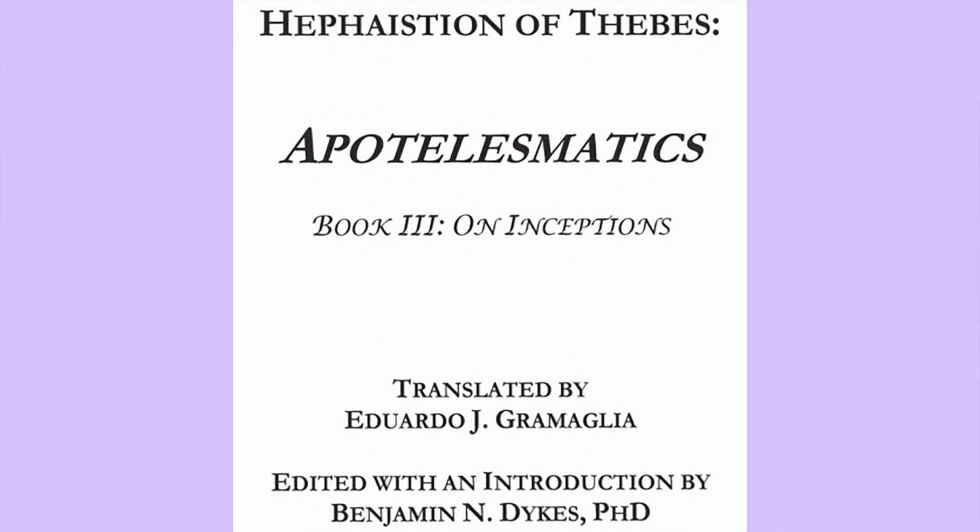Okay, and then the final textual nodal text I want to bring in is also from the ancient tradition, and this is from an astrologer, Hephaestion of Thebes. He's got a book called the Apotelesmatics, I think is how you say that. It's about inceptional astrology. This one is the Gramaglia translation. In it, he just is very clear.